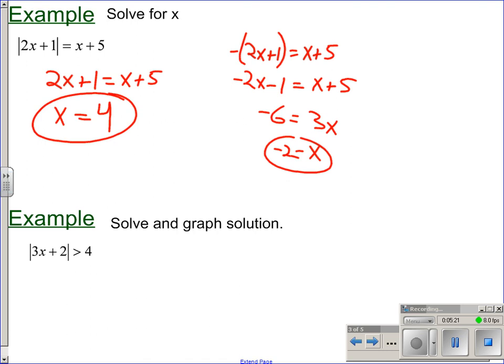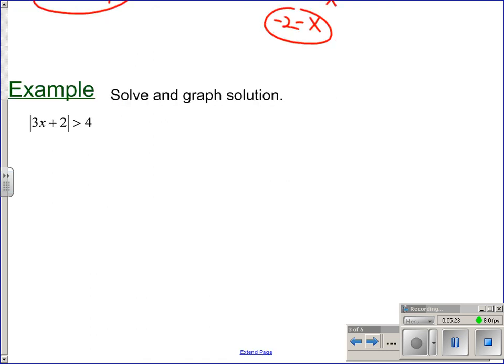All right, this bottom example, now we got this inequality. And this is where, if you look through the textbook at the explanations for these, they're telling you to do something different than what I'm telling you. And it's fine if you understand that way.